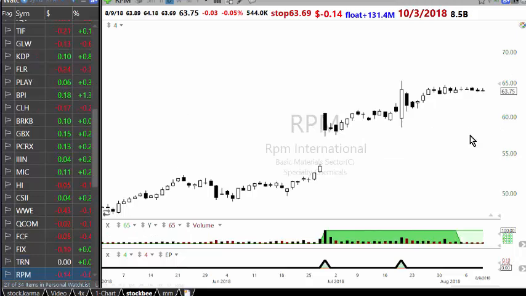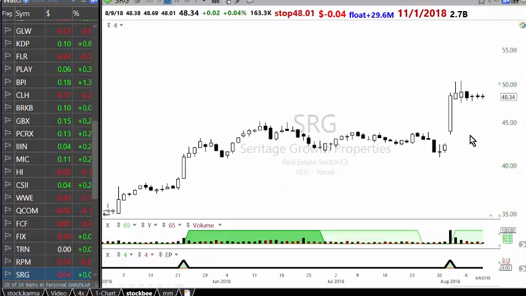RPM, that's nice. Going sideways a little bit too much, but SRG, again, REITs tend to be slow movers, but this is a very nice setup, extremely nice. 0.02 cents, 0.04. What else do you want?